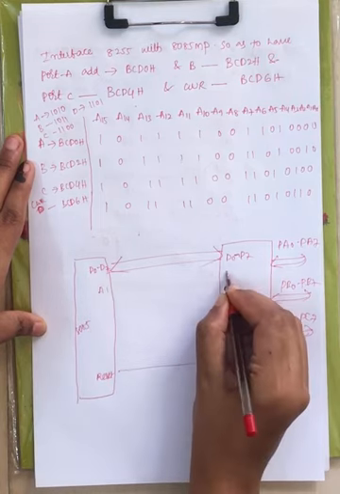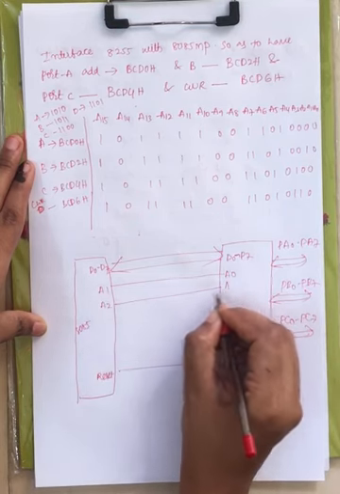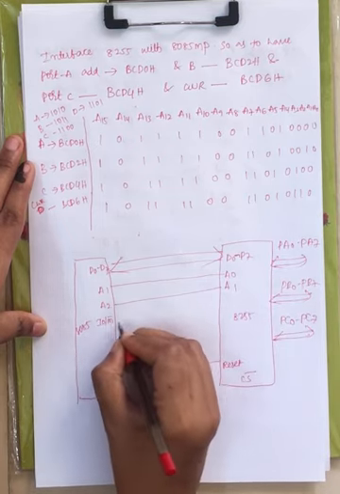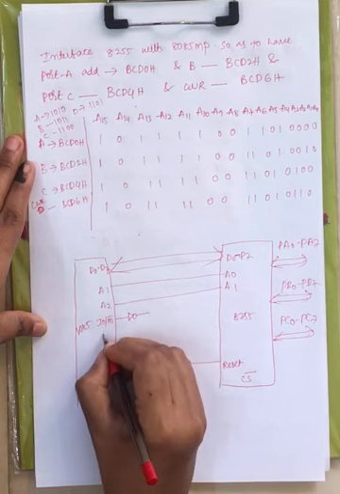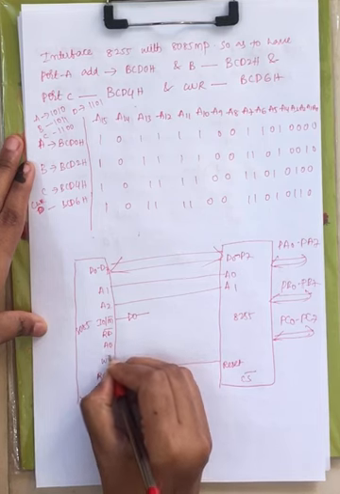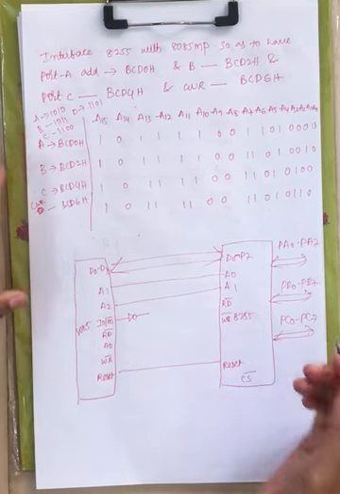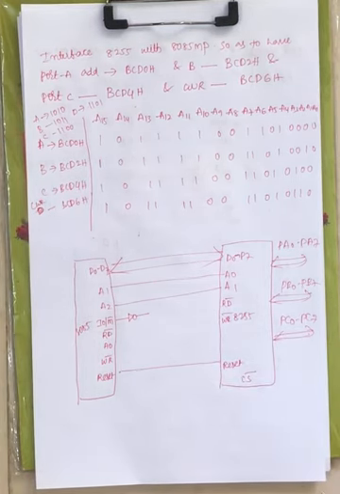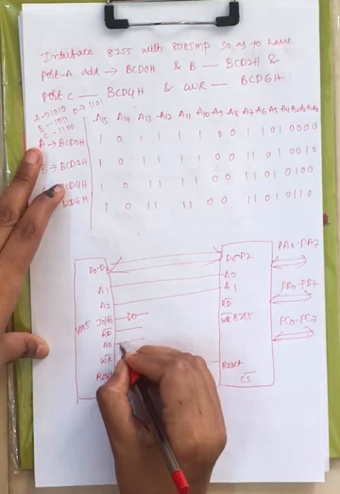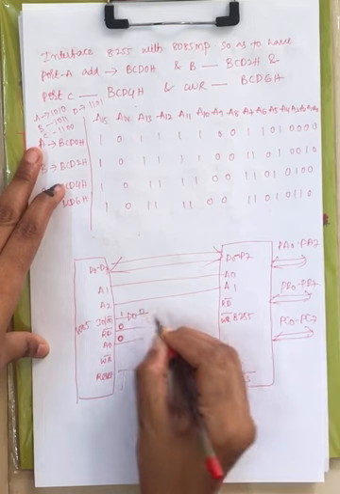Now A1 of 8086 is connected to A0 of 8255, and A2 is connected to A1 of 8255. Next you have IO/memory bar, which is inverted. Next you have the read signal, A0, and the write signal. Now along with the read signal and A0, where the A0 value is 0, the read signal should be 0 for reading the data. Initially it is logic 1, after that it will be logic 0.